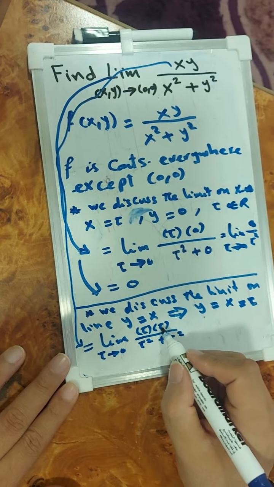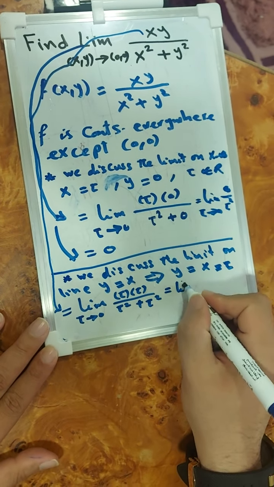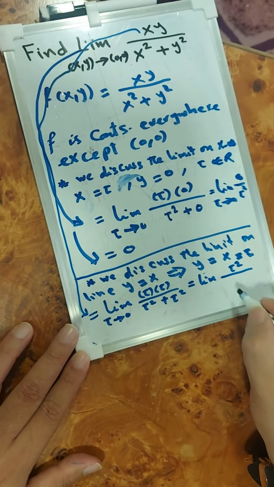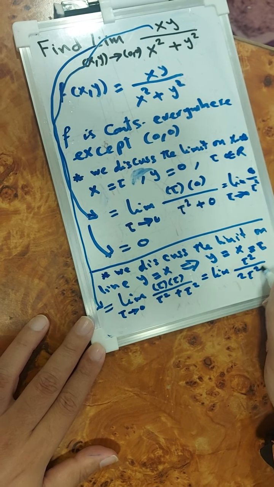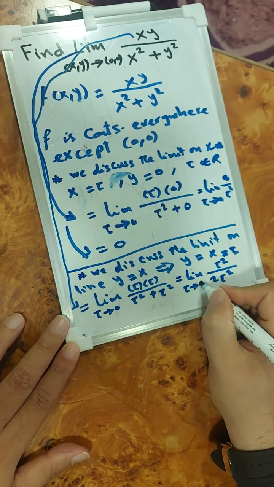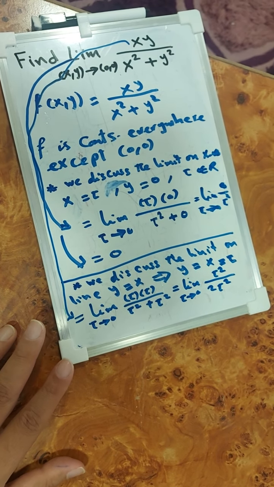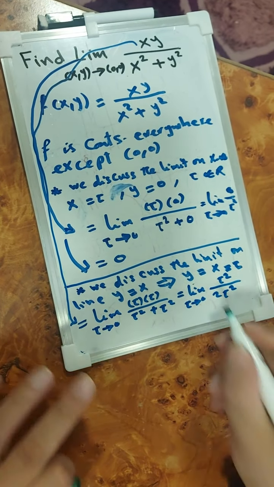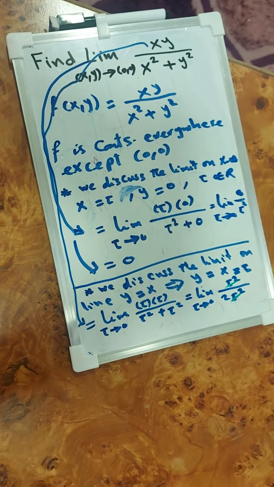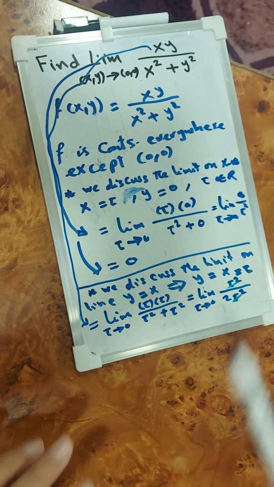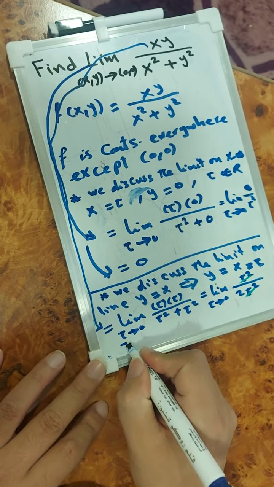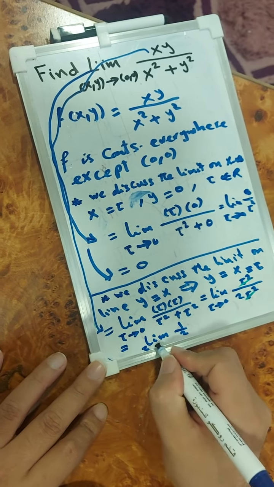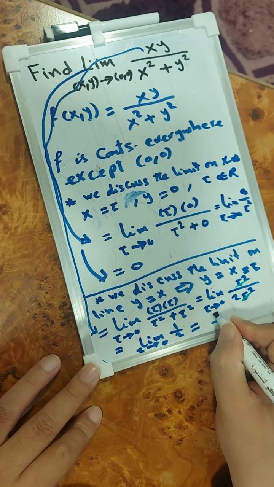To evaluate this limit, the numerator of the limit equals t square, and the denominator is t square plus t square, equal to 2t square, as t approaches 0. To simplify this limit, it is easy to check that t square can be cancelled with t square. So the quotient is reduced to half. So the limit of one half as t approaches 0 equals half.